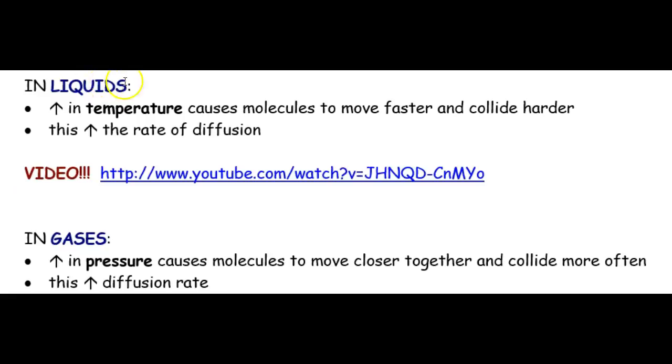So in liquids, what happens is that if you increase the temperature, well, remember, temperature is just a measure of the average kinetic energy of the molecules of a substance. So if you increase the temperature, those molecules are going to move faster and therefore collide harder with each other. And that's actually going to increase the rate of diffusion. So I want to show you this cool video that demonstrates that. I would normally do this in class, but since we're viewing this online, hopefully this will do. Let's check it out.